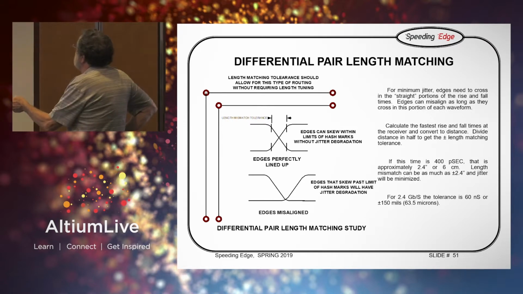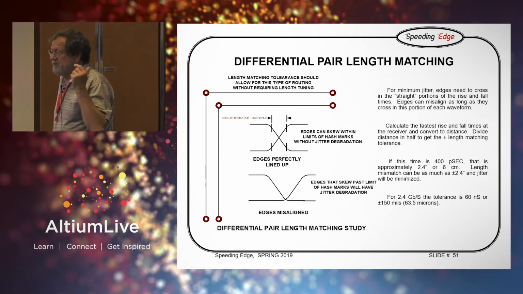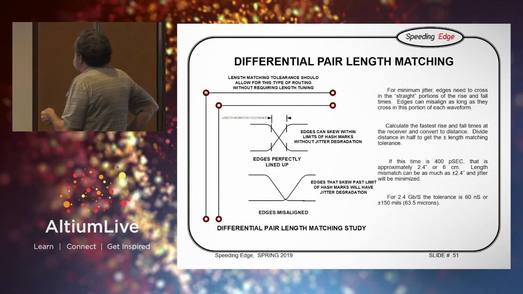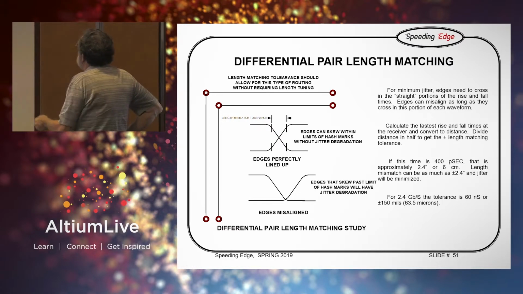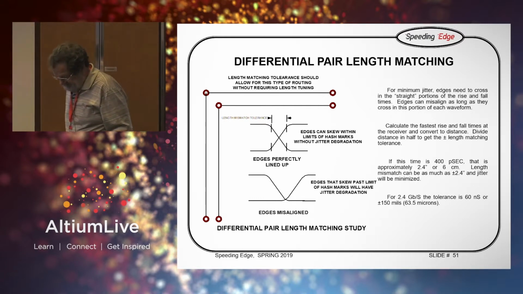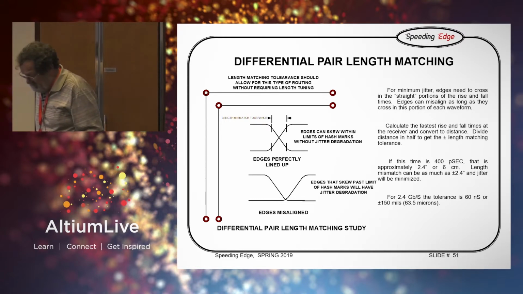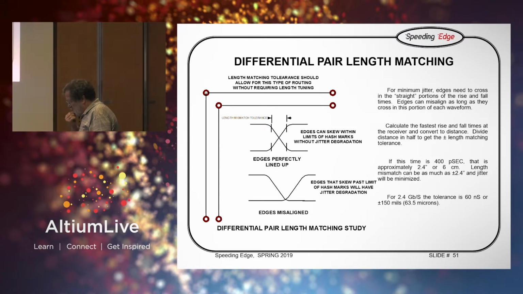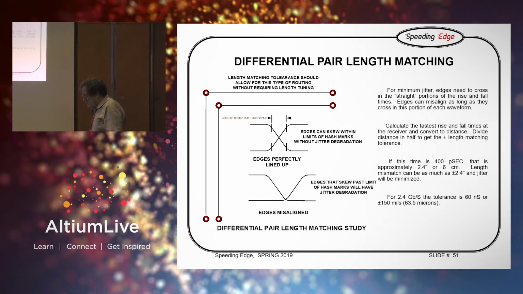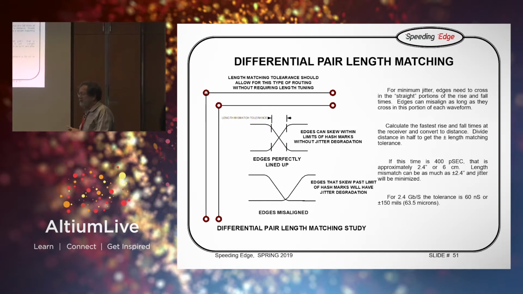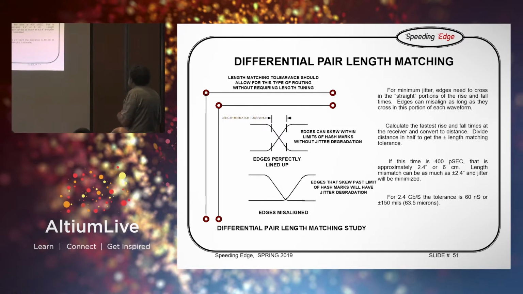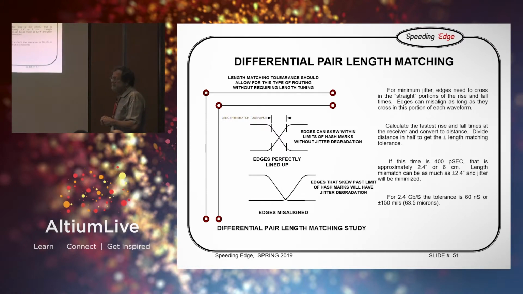So figure out what that is in time, convert it to distance using your E sub r data you saw earlier. Here is a piece of math I did. The LVDS standard, which was written by National Semiconductor, says that because it's a fairly low data rate, you can have an arrival time difference of 400 picoseconds, which is about 6 centimeters.